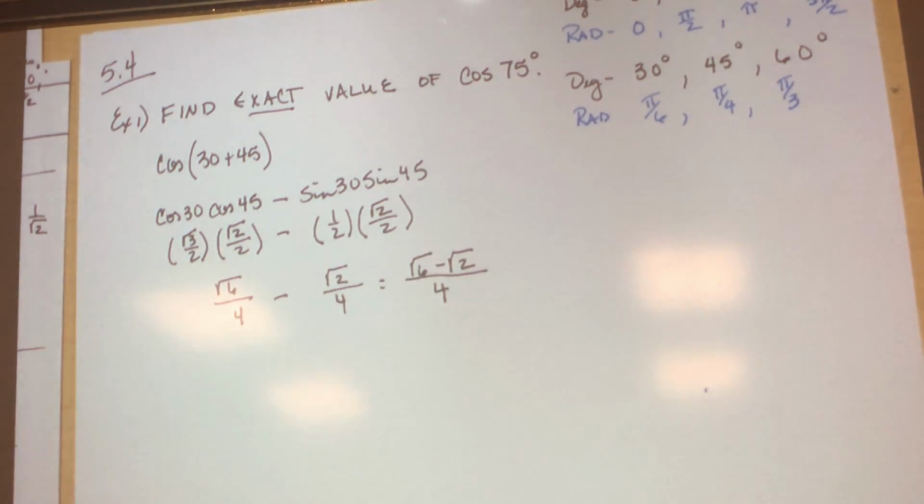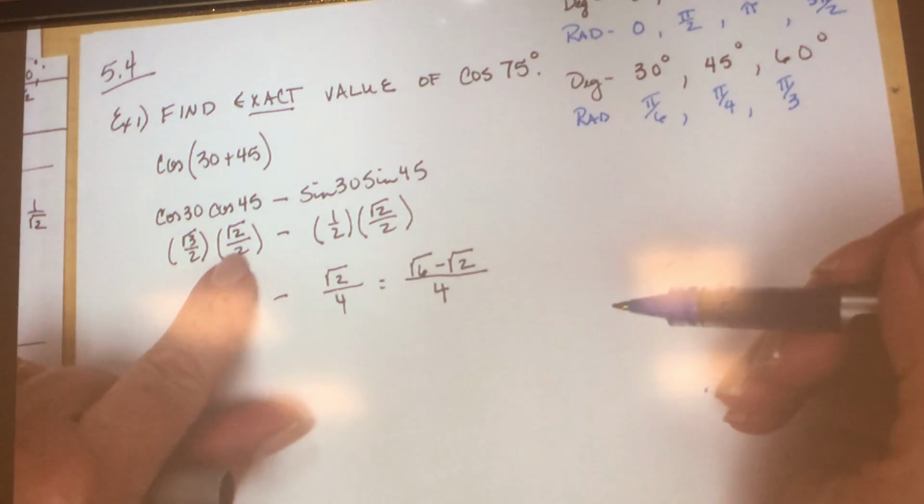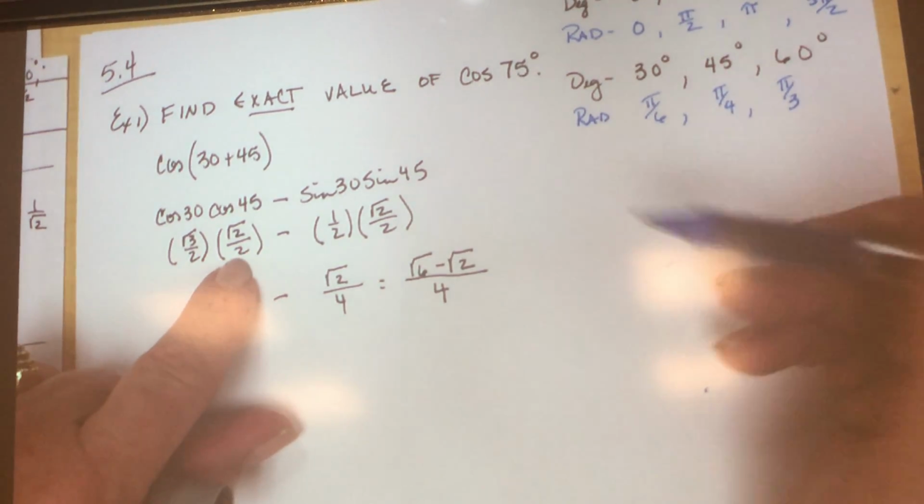Now, I'm just going to go over here for a second and show you what it looks like if you wrote this as 1 over the square root of 2.